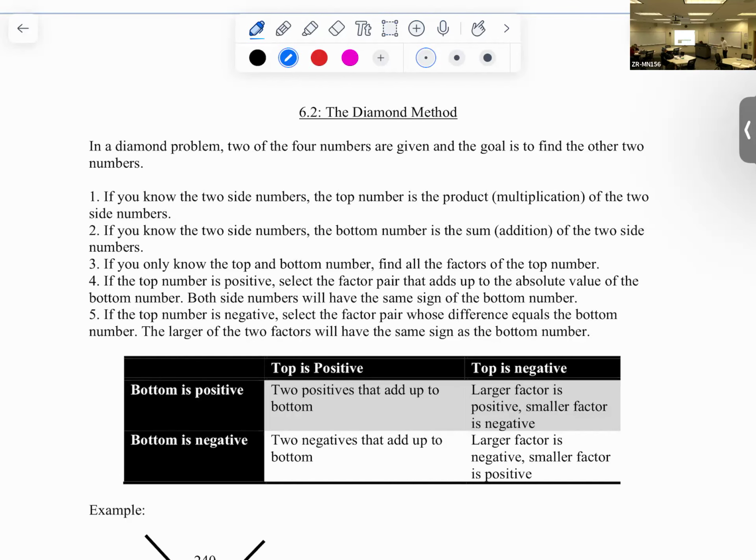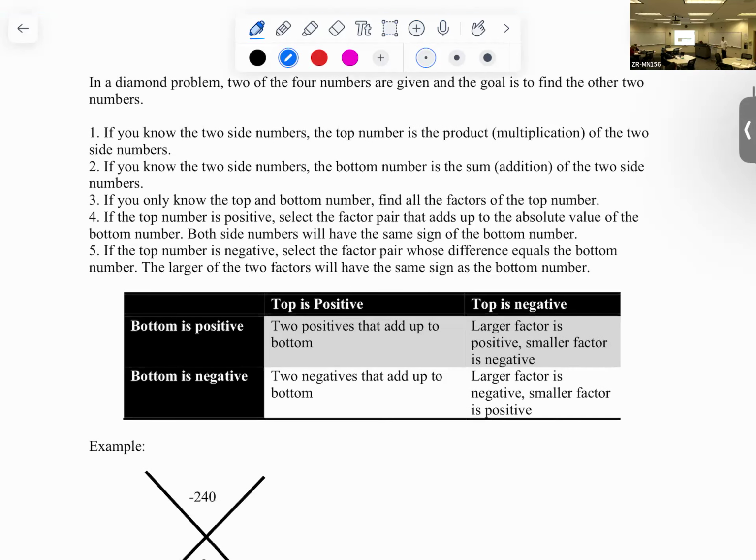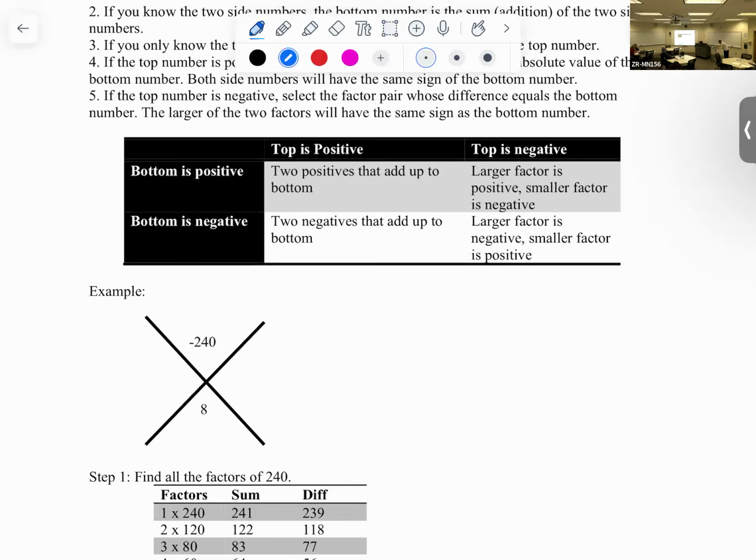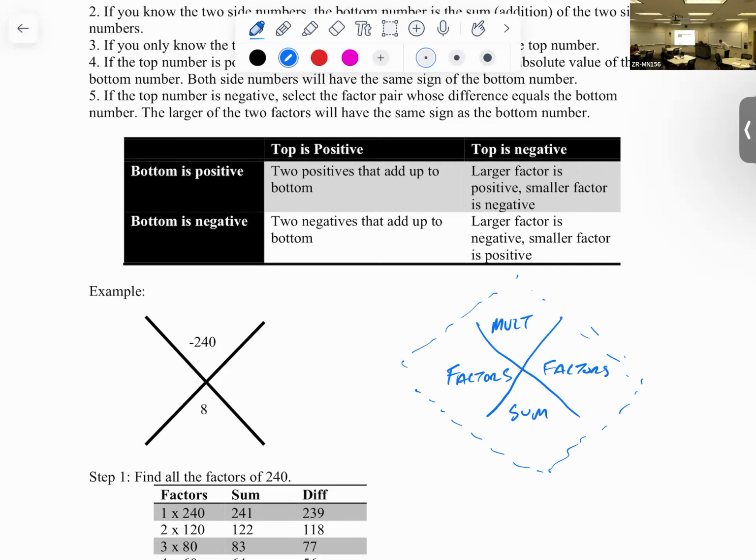The diamond. Now we write this as an X, but why this is a diamond is because of the pieces that are involved in it. Up here, this is the multiply term. Down here, this is the sum term. The terms on both sides are the factors. The diamond is useful for pulling apart 3-term quadratics.